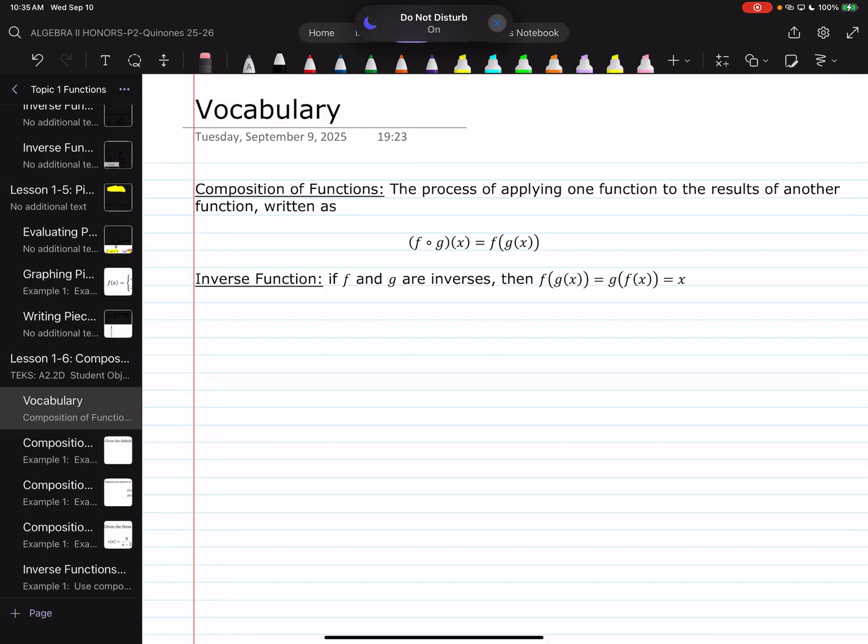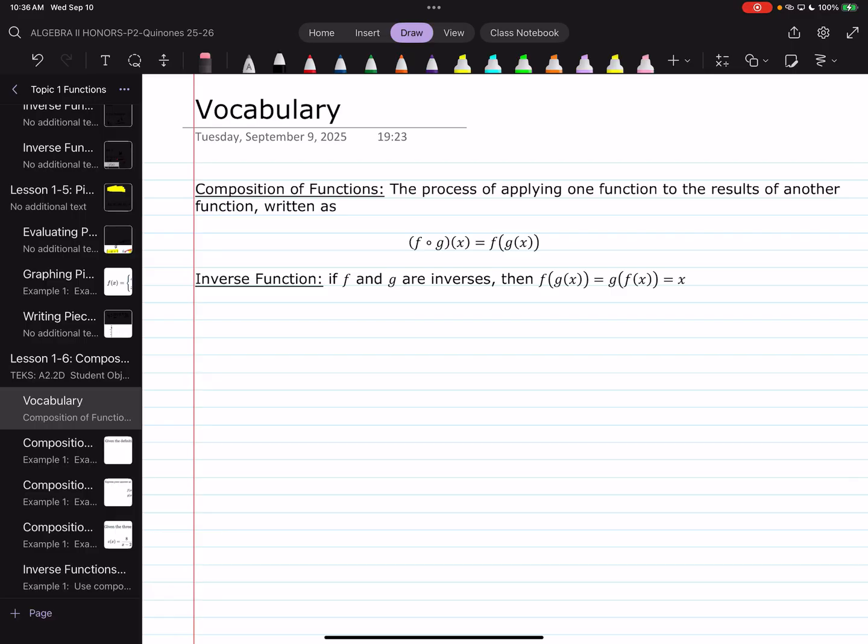Last lesson of the unit. We're talking about composition of functions. Those of you that had me last year for geometry, those of you that didn't, it's okay. We talked about composition of transformations, right? Which one went first? We're doing the same thing here, but now we're going to do them algebraically.